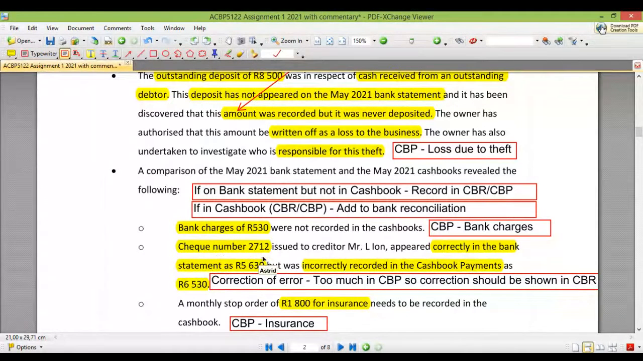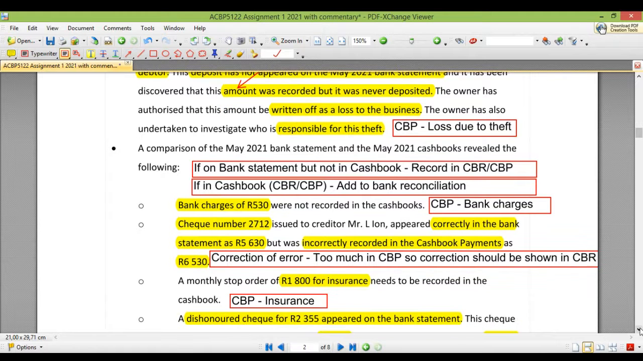Then they tell you check number 2712 was issued to a creditor. It appeared correctly in the bank statement at 5,630, but was incorrectly recorded in the cash book payments as 6,530. So what happened is we've recorded too much money in our cash book payments. Now, how do we correct it if we've made an error in the cash book payments? We correct it in the cash book receipts. What's in the bank is correct. It's just in our books we've made an error, so that amount needs to be corrected in the cash book receipts. So that is what you had to see in here.